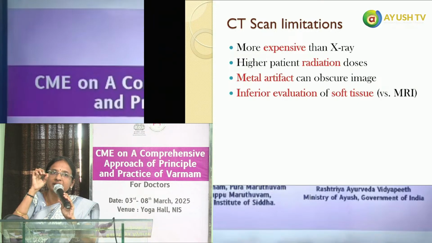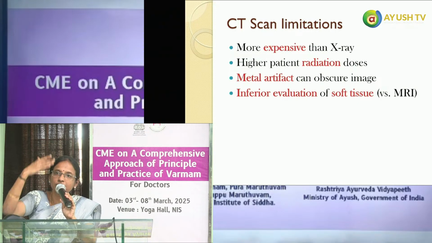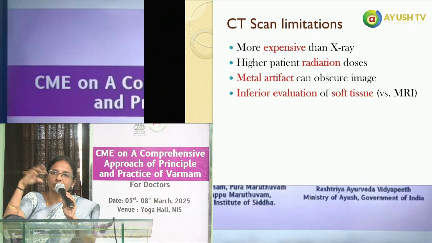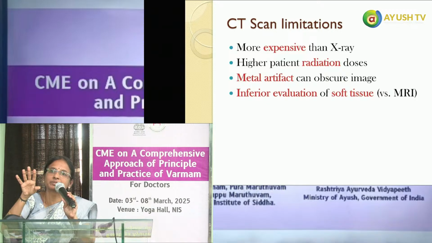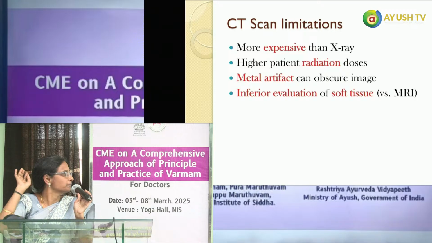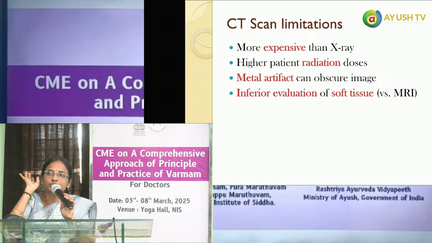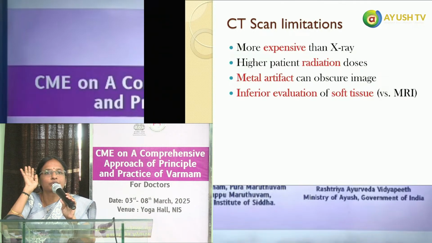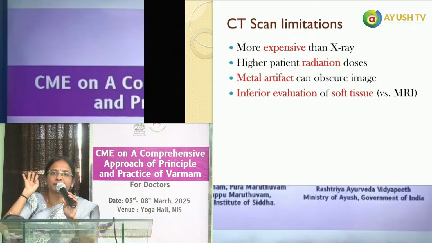If there is even a small metal, the whole picture will get completely blurred. Thick white lines will be radiating like that. No information will be available at all. The investigation will be done but it will not be useful. And when they look at soft tissues, this is inferior to MRI. You get a little extra information compared to X-ray, but still if soft tissue injury is your prime investigation area, don't go for a CT scan. That you will get only with an MRI scan.